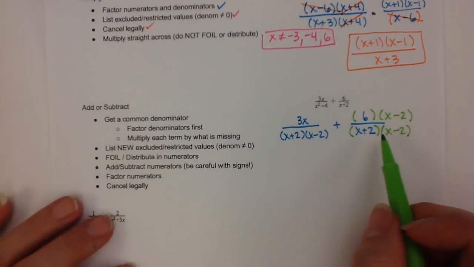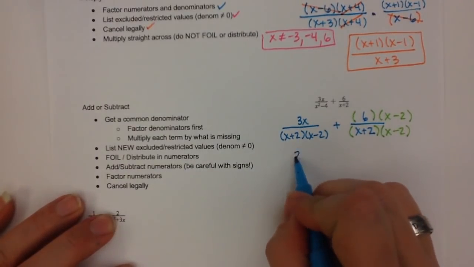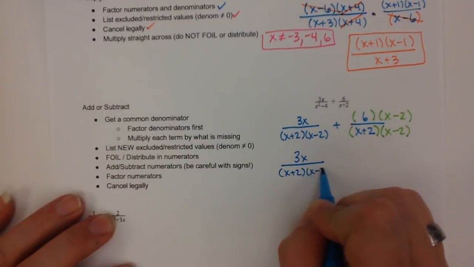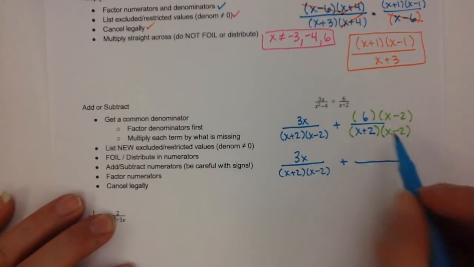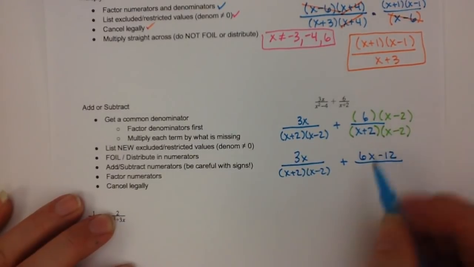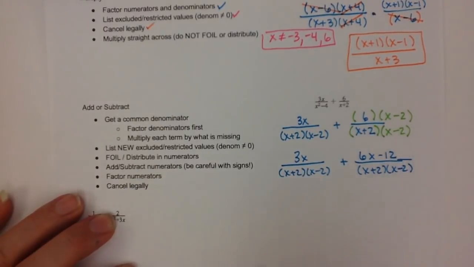What we want to do is not FOIL the denominators, but we do want to FOIL and distribute the numerators. So I'm just going to rewrite this, and I'm going to go ahead and distribute that 6 across to make it 6x minus 12 over x plus 2 times x minus 2.